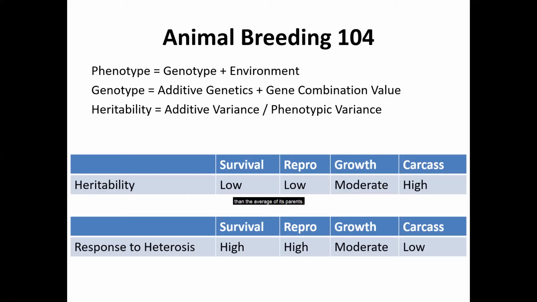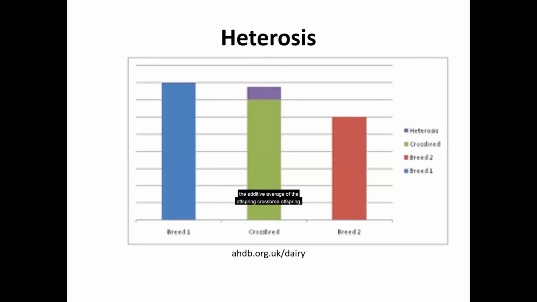Let's look at this graphically, and hopefully it will make some sense for you. Okay, heterosis simply says that the performance of the individual is greater than the average of its parents. If we have two breeds, breed 1 and breed 2, in blue and red here, the additive average of the offspring, crossbred offspring, is going to be in green. Okay, and this doesn't necessarily have to be two different breeds. It can be two unrelated animals within a breed. If they're unrelated to the point that the genes that come together are different, you could still have a heterosis effect.